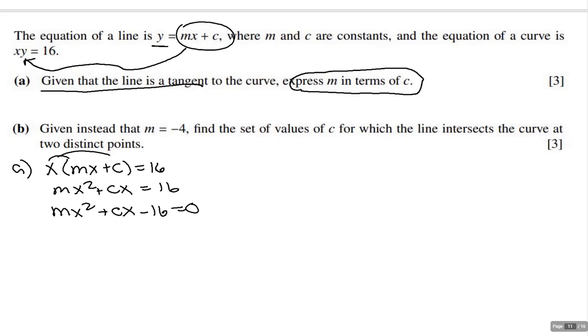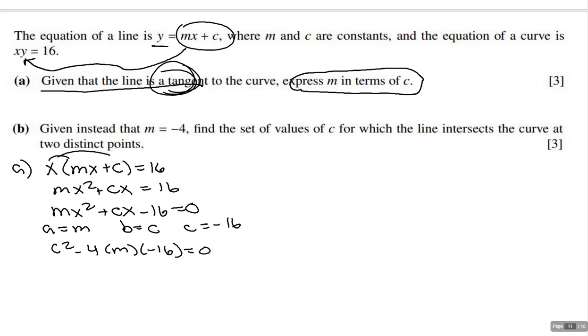Now, I get it's not a really awesome quadratic because there's so many letters, but if I use the discriminant, and because they tell me it's tangent, I know I can make it equal to 0. So A is going to be equal to M, B is going to equal C, and C is equal to negative 16. It's going to look like this: C squared minus 4 times M times negative 16 is equal to 0.